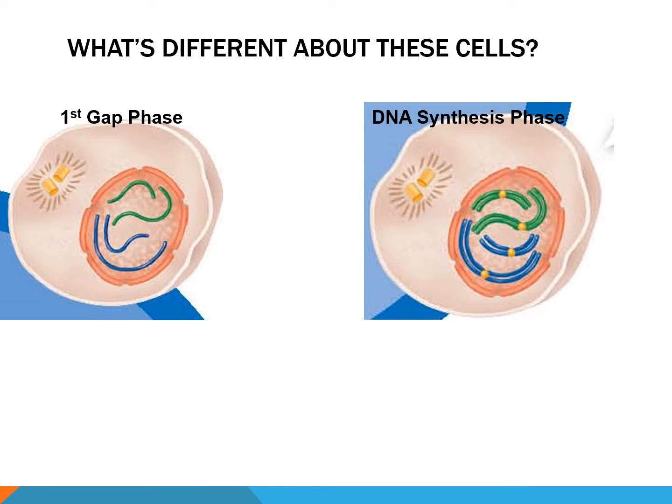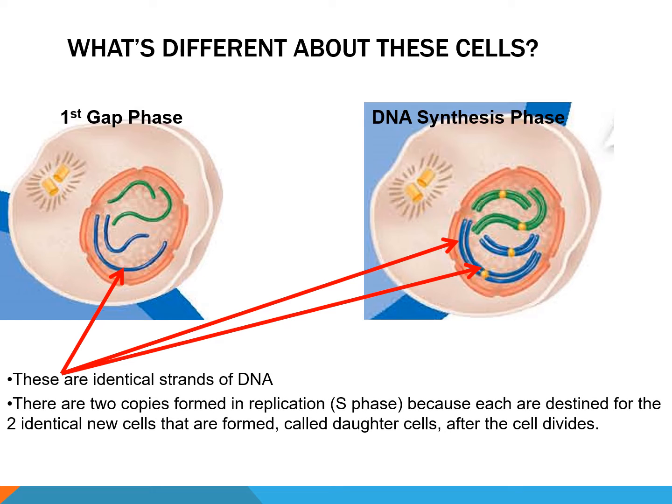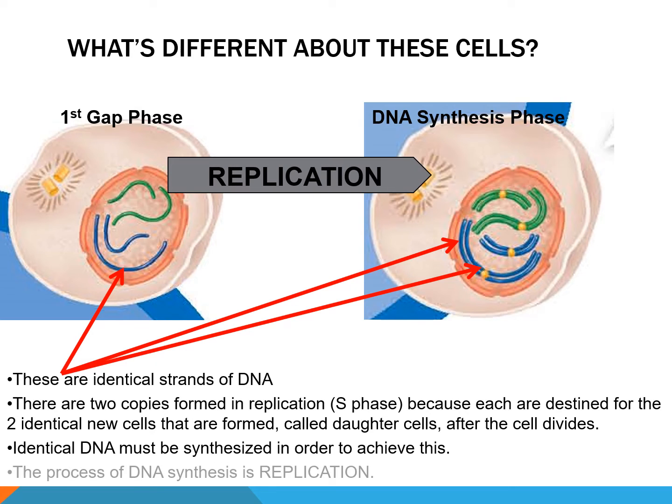So what's different about these cells? As you can see, the blue chromosomes that are directed by the arrow are identical strands of DNA. There are 2 copies formed in replication because each is destined for the 2 identical new cells that are formed, called daughter cells after the cell divides. Identical DNA must be synthesized in order to achieve this. And this process of DNA synthesis is called replication.